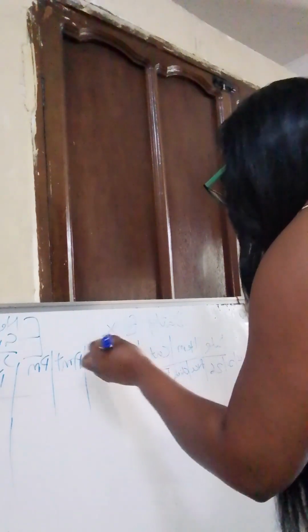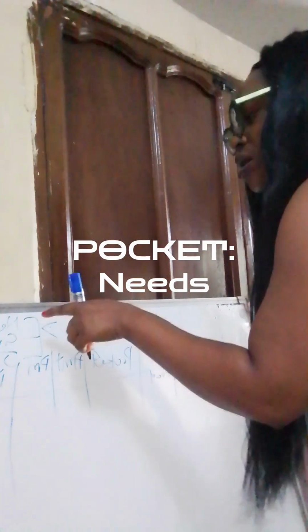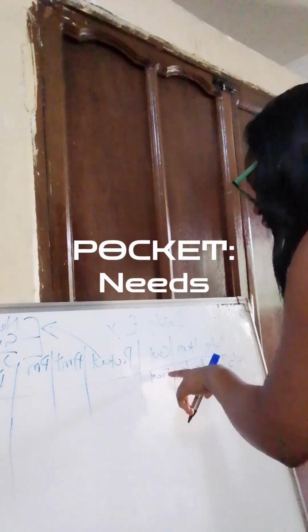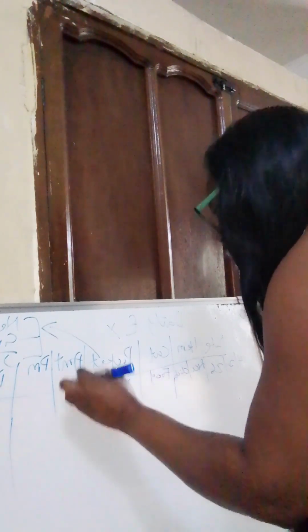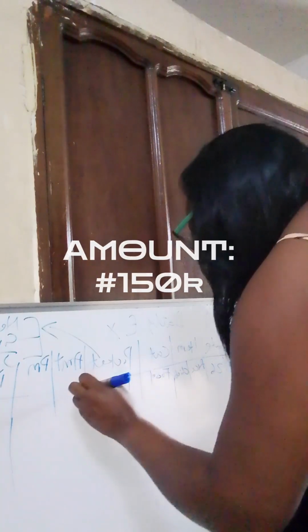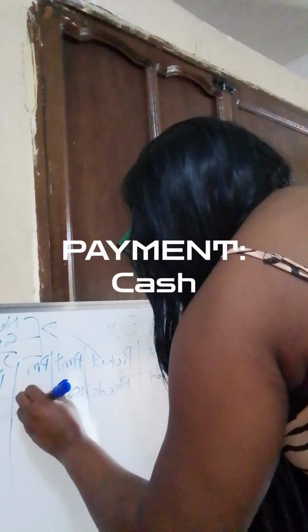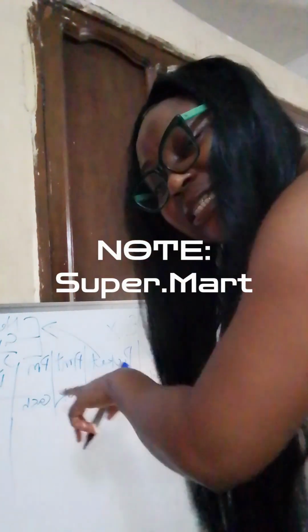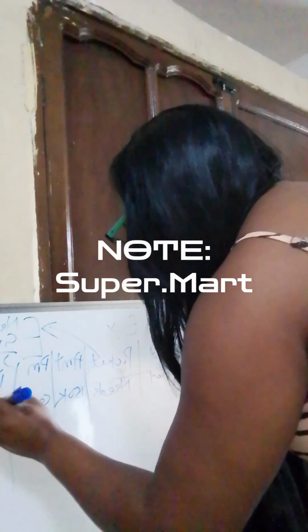And under this pocket, remember I said that this pocket acts under these 3 categories: needs, growth, and joy. So under this pocket, food is a need. It's very, very essential. The amount we spent on rice and chicken was 150k. The payment method was cash. Then under notes, I'm going to write that I bought this item in the open market or in the supermarket. So wherever you purchase this food from, you write it under notes. So I'm going to write supermart.